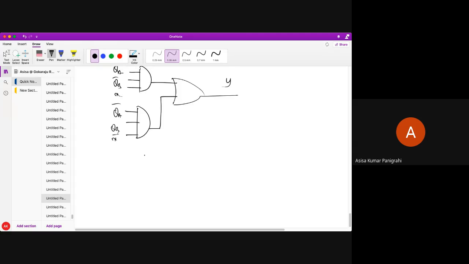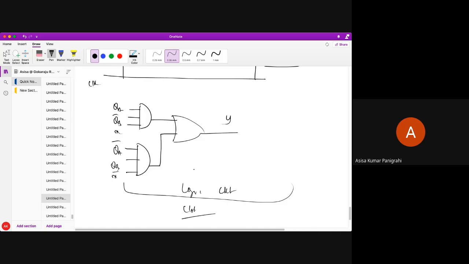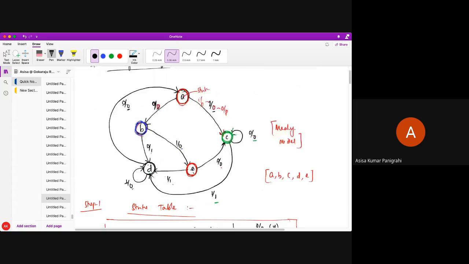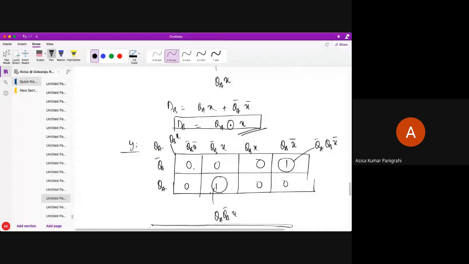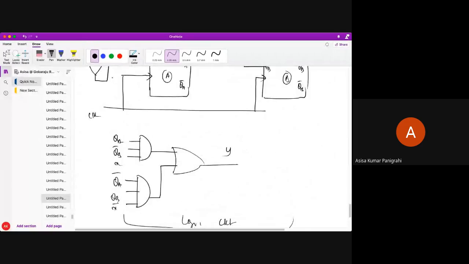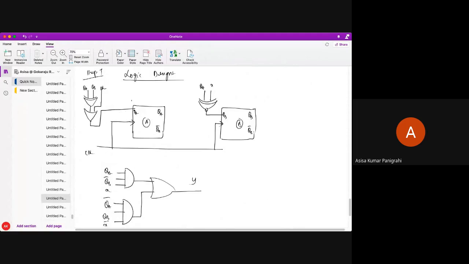So this is my logic circuit, students. This is the logic circuit, which is nothing else but the clocked synchronous sequential circuit for the given state diagram. Do you all understand, students, or any doubt? Tell me. Do you all understand how I have designed the circuit, or any doubt? Any doubt on this?